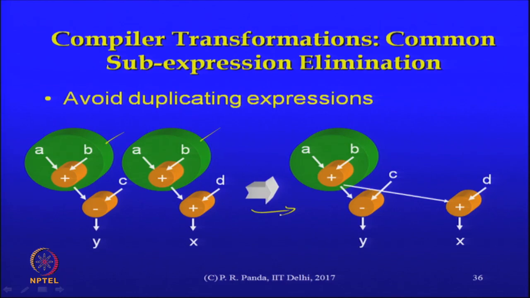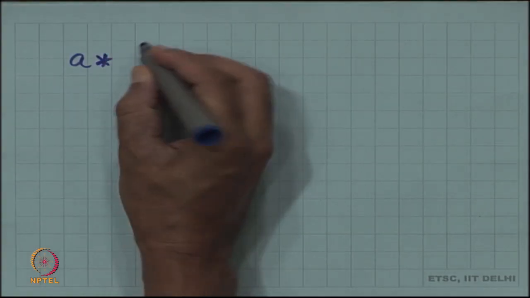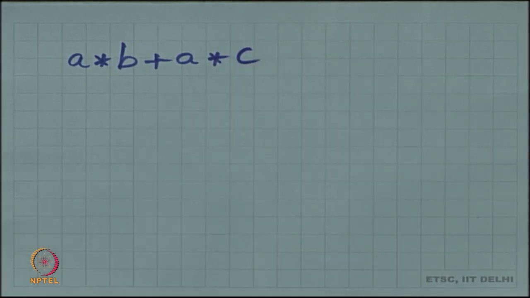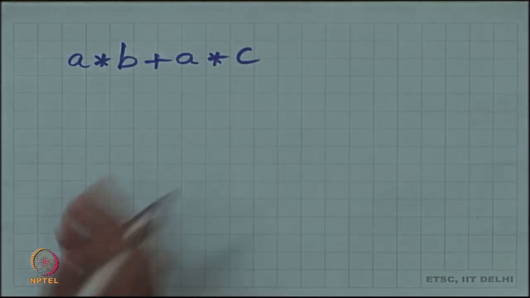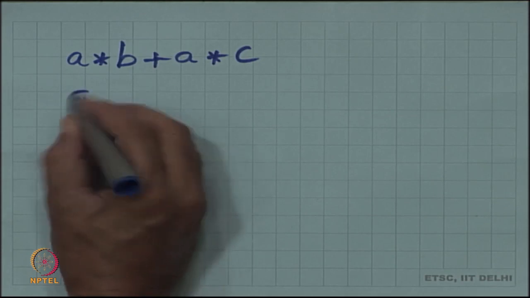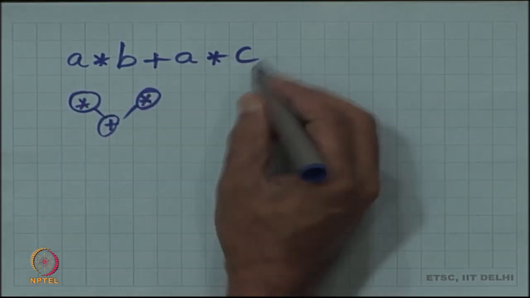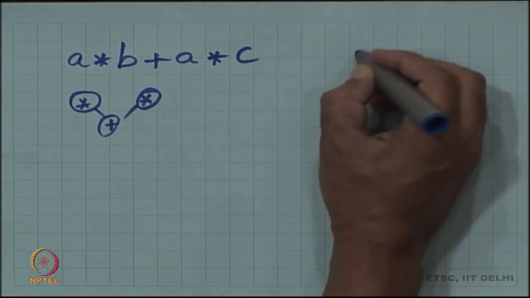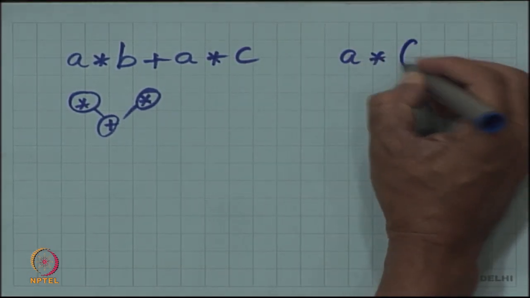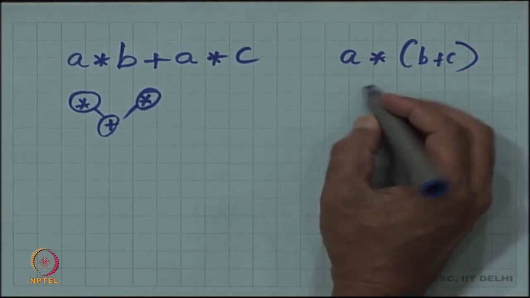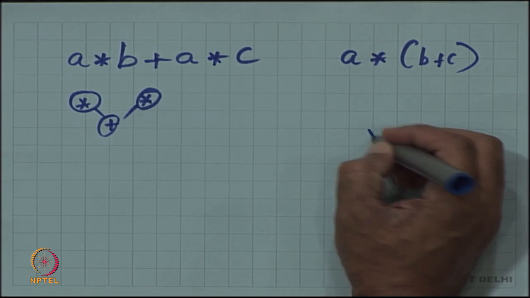So, let us say I had a times b plus a times c. This would result in some kind of a graph, right. But equivalently, if you say a star b plus c, right, that results in a different graph, that structurally these are different things.